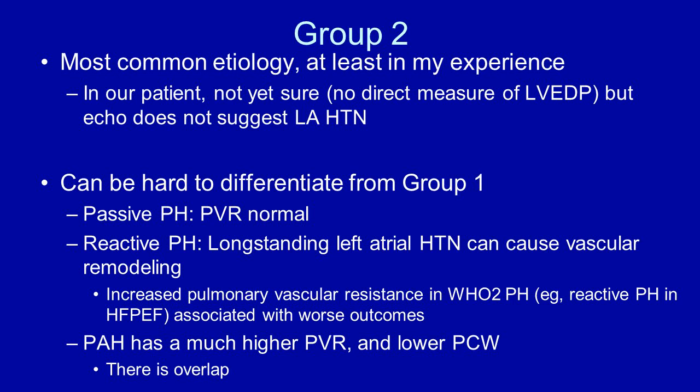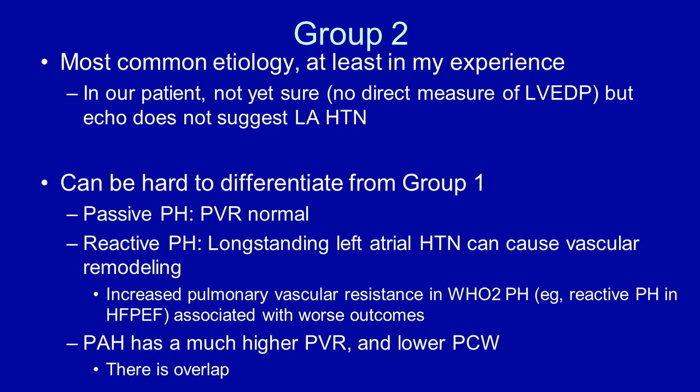We can't be sure whether or not this gentleman that we're talking about has that because we don't have a direct measurement of his left ventricular end-diastolic pressure. Again, that takes right heart catheterization to be able to know, but nothing so far is suggesting that he has that. It can be hard, even by right heart catheterization, to differentiate between group 1 and group 2. Sometimes the pulmonary hypertension is just passive.